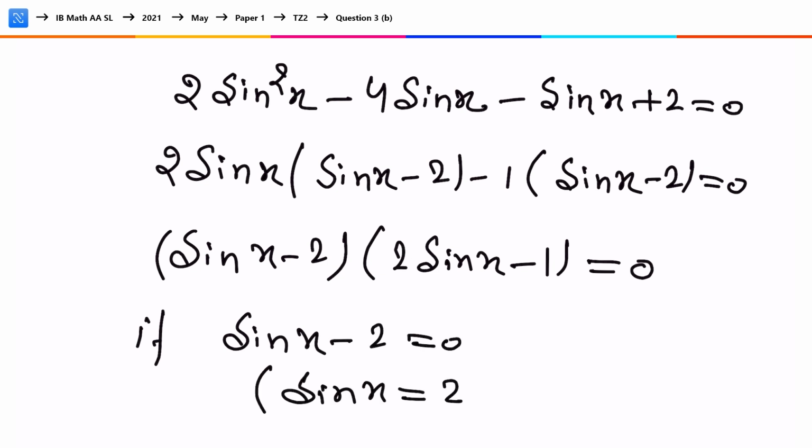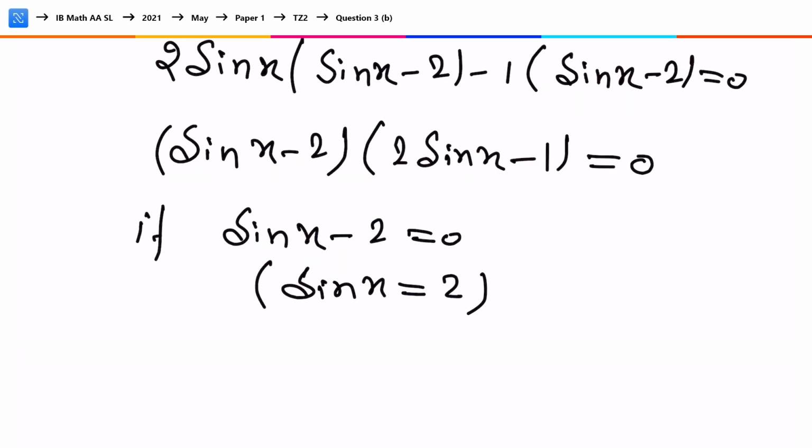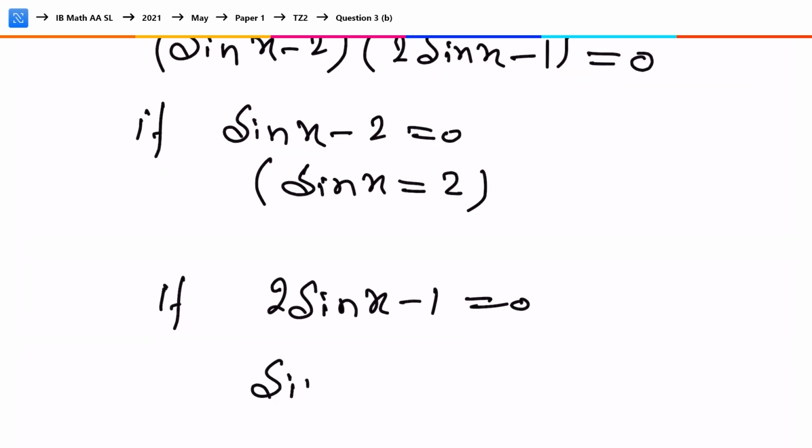However, since the sine of any angle cannot be greater than 1, this case has no solution. Next, if 2 sine x minus 1 equals 0, then sine x equals 1 over 2.